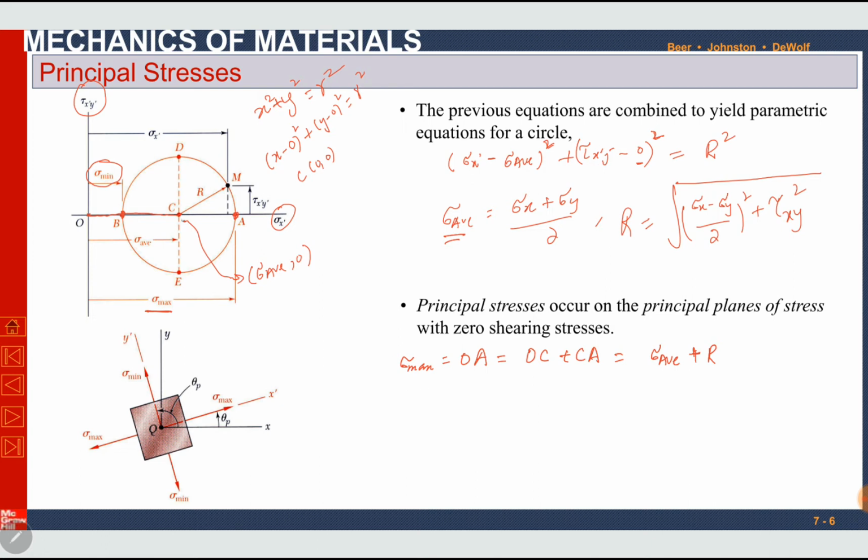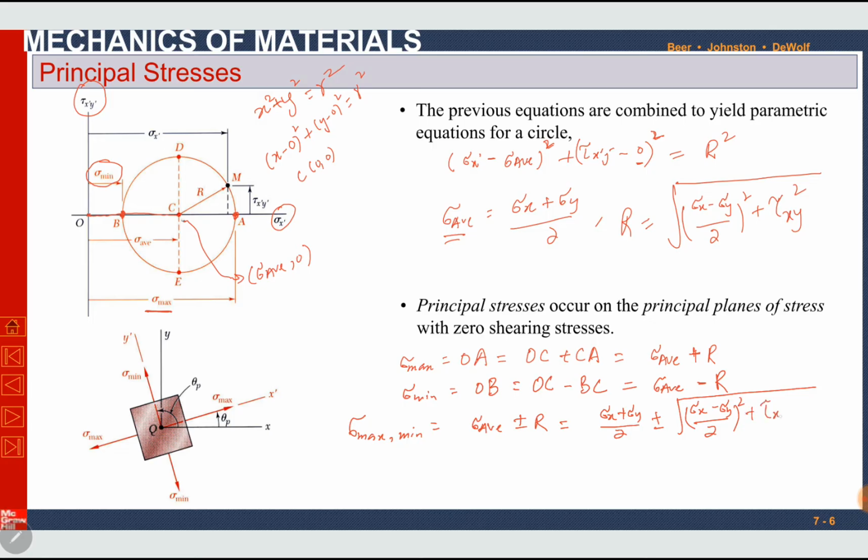Sigma minimum is equal to OB, at point B sigma is minimum. It is equal to OC minus BC. OC is sigma average and BC is radius of the circle. So we can write it as sigma maximum and sigma minimum are equal to sigma average plus minus radius, or we can write it as sigma x plus sigma y divided by 2, it is sigma average, plus minus radius, which is square root of sigma x minus sigma y divided by 2 square plus tau xy square.